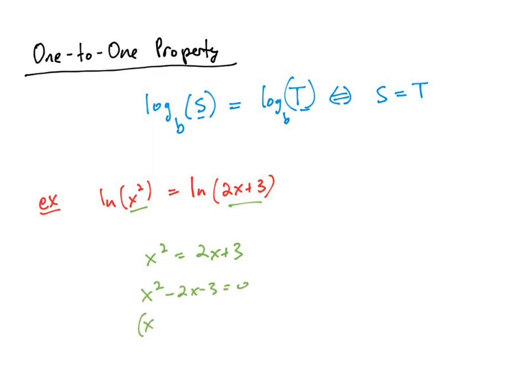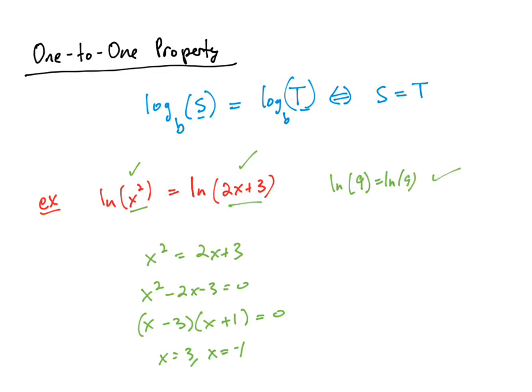And this is just a pretty simple quadratic equation. (x minus 3)(x plus 1), so x is equal to 3, x is equal to negative 1. Okay, and then we need to check those. So when I plug in 3 here, I get 9, ln of 9, so that's good. When I plug it in on the right side, I get 2 times 3 is 6. 6 plus 3 is 9, that's positive. So I get ln of 9 is equal to ln of 9, and that's good.